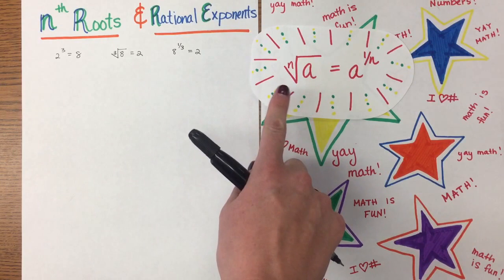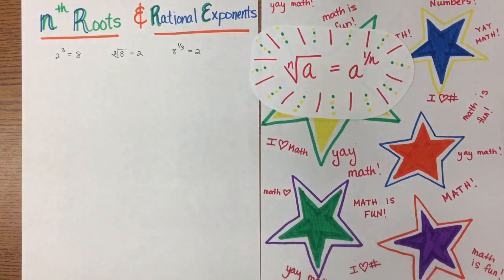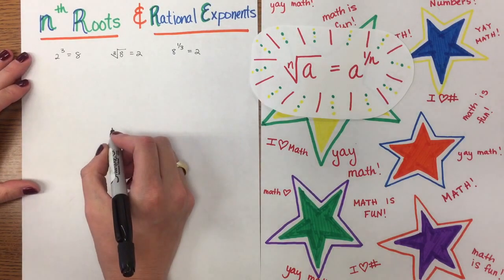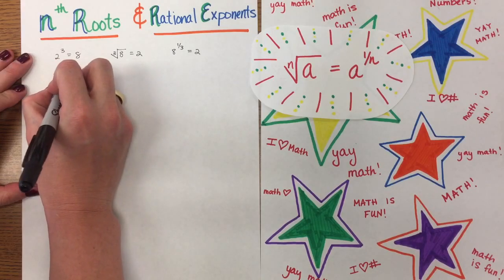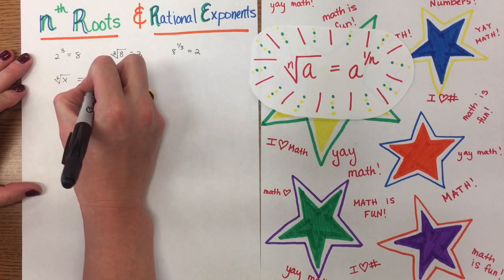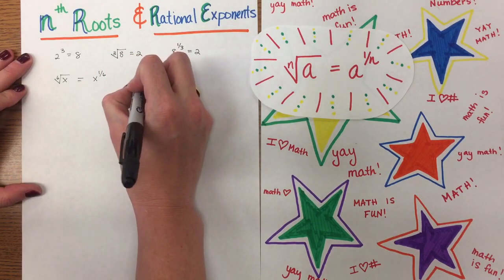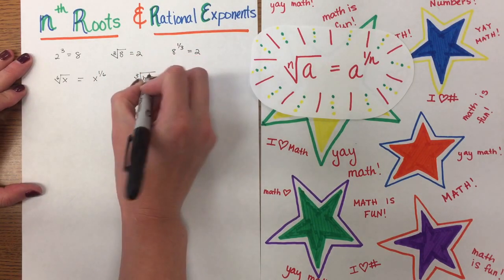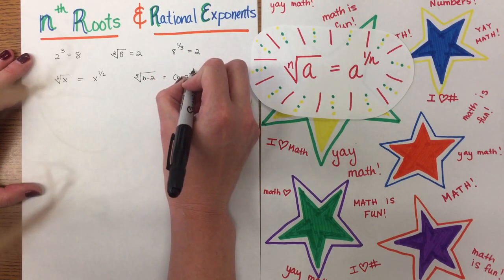So if I'm using this definition, the nth root of a is equal to a to the 1 over n, I can go back and forth between nth roots and rational exponents. So if I have the 6th root of x, I could rewrite this as x to the 1/6. Or if I have the cube root of b minus 2, with b minus 2 under the cube root, this will become b minus 2 to the 1/3.